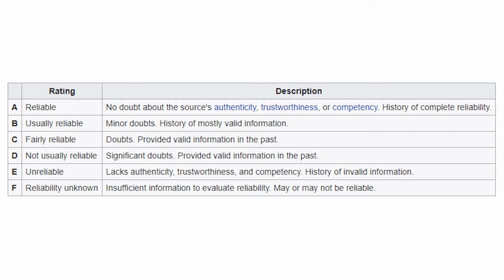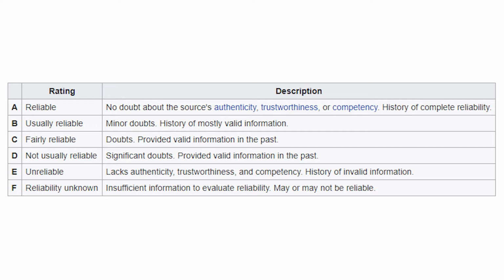B is usually reliable. It may have some minor doubts, but a history of mostly valid information. C is fairly reliable. It has doubts, provided valid information in the past. D is not usually reliable. That means there's significant doubts, provided valid information in the past.